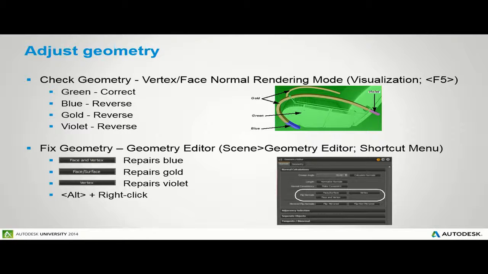Another option is Alt and right click. Press Alt on your keyboard and right click on the object which is not green. Sometimes not the whole object is violet or gold. If you have just a few surfaces of a different color, but the rest of the geometry is green, and you want to change those small surfaces inside of a single geometry, then you use Alt and right click on them, and it changes them to green.